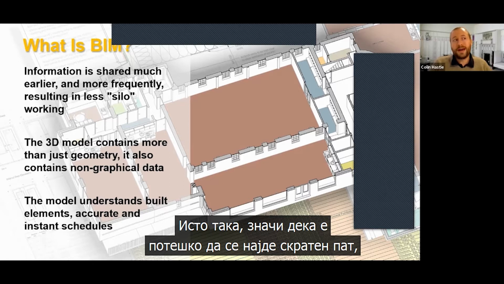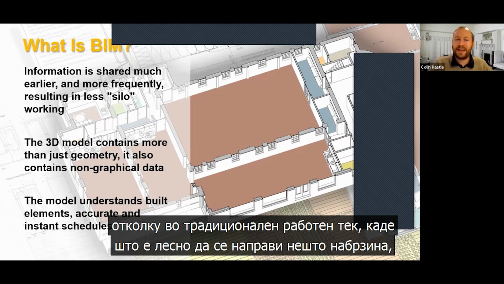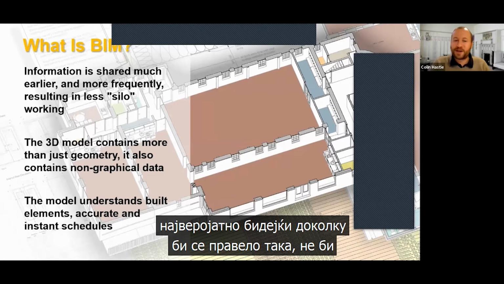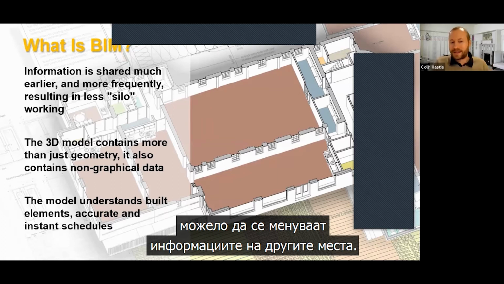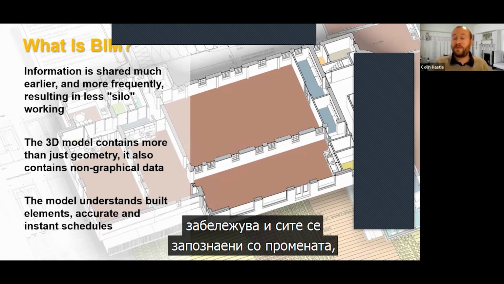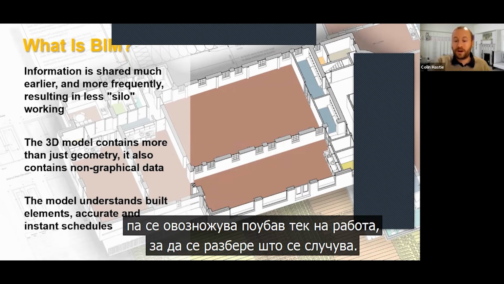It also means that it's harder to take shortcuts. Quite often, in a traditional workflow, it might be quite easy to just do something quickly, cobble together a quick drawing and send it off. The model doesn't really let you do that as much, because ultimately the risk with doing that is that it doesn't update everywhere else. If you do it in the model, it updates everywhere and everything is caught, everybody's aware of that change, and so it facilitates a better workflow to understand what's going on.